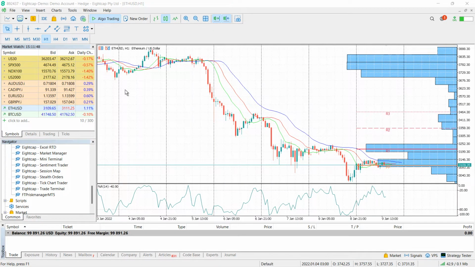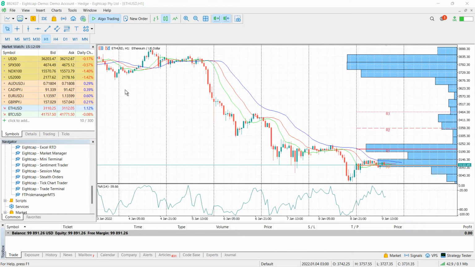What the Risk Manager does is that it enables me to ensure that I can take the same amount of risk on each trade that I take, no matter which market I take it on. And by risk, I mean how much money I'm prepared to lose on each trade.